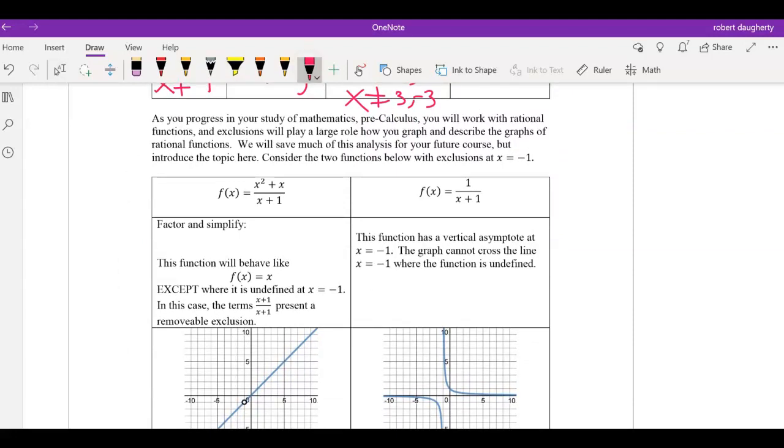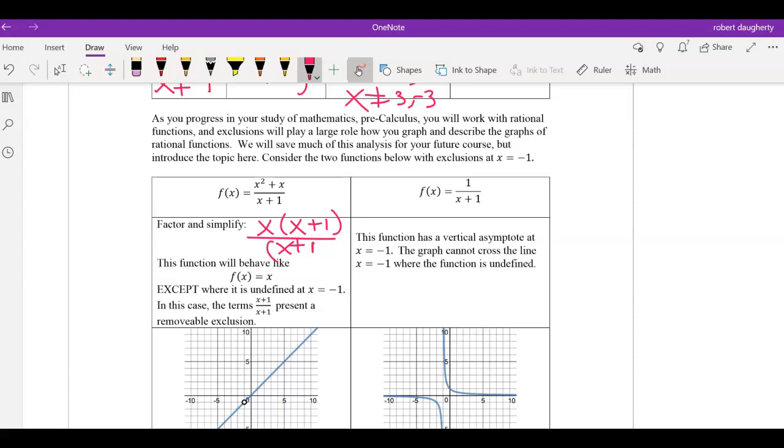I want to look at a couple of examples here. I've got a function that's f of x is x squared plus x over x plus 1, and then 1 over x plus 1. So let's look at these two examples. Factoring is going to be very key in simplifying these expressions. Look at that first one. The first one, you can factor the numerator into x times x plus 1 divided by x plus 1. So that is the expression.